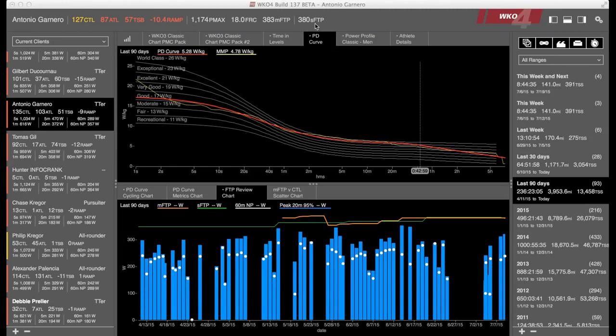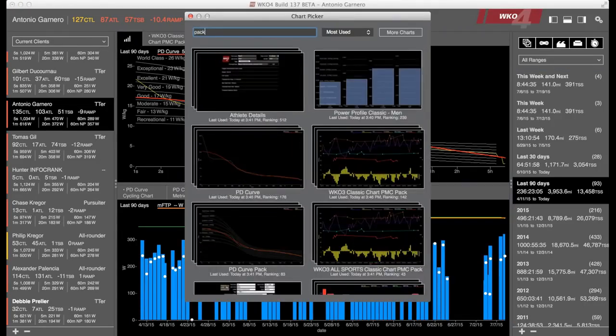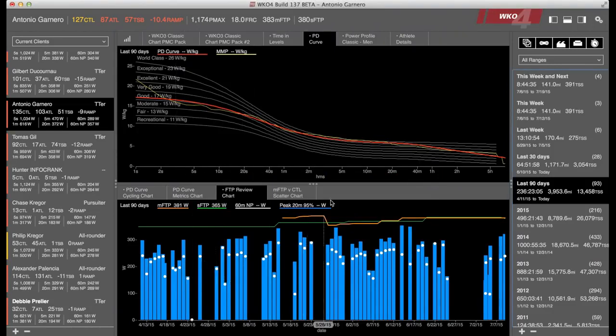One of the things you're going to want to look at in terms of reviewing this is inside here there is a chart pack, and I'm just going to type in pack because I like that. That helps me. I sort a lot of my packs that way. The PD curve pack is the one that you want to look at. So get the PD curve pack, and once you've got it, this will be what you're looking at.